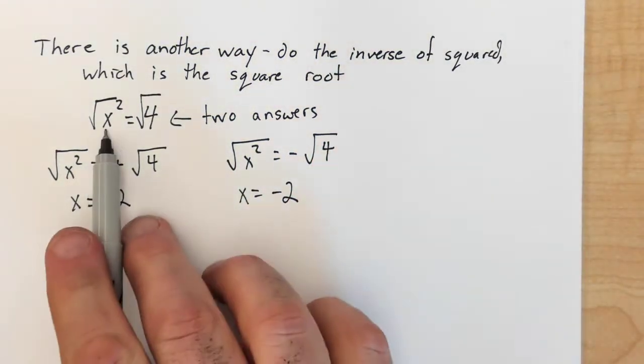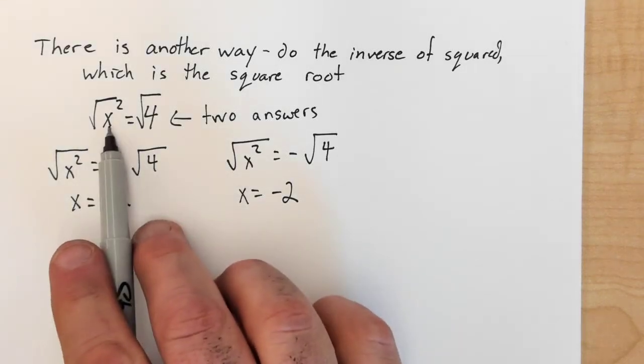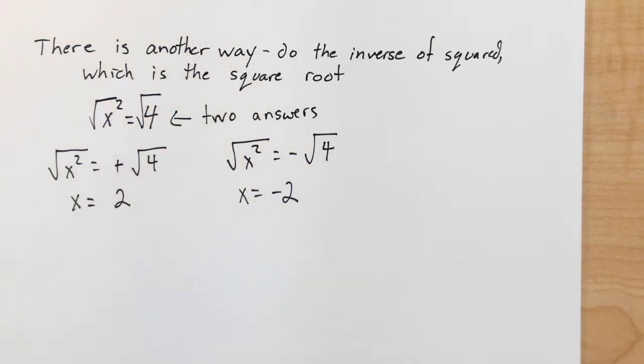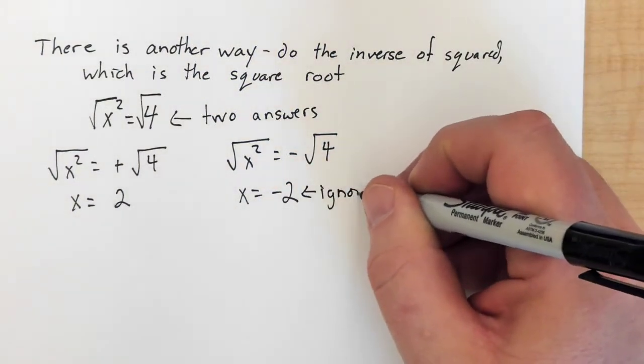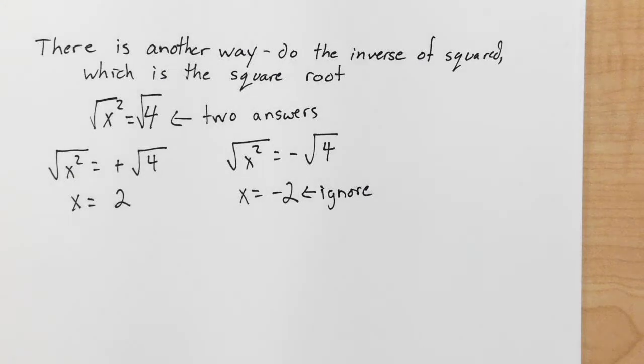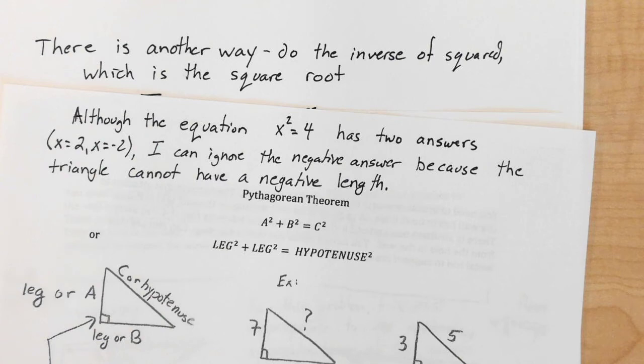Now we're going to be using this idea of square rooting both sides of an equation to solve something. But in the problems we're going to do, we're going to be able to ignore the negative number because we're going to be looking at the lengths of triangles. And obviously the length of a triangle can't be a negative number. So again, although the equation x squared equals 4 has two answers, we're going to be ignoring the negative answer because a triangle can't have a negative length.